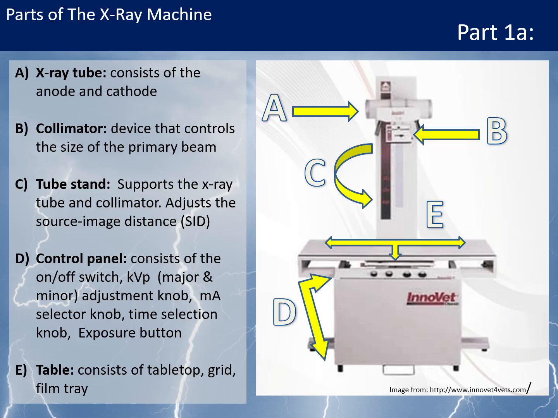D, control panel, consists of the on-off switch, KVP major and minor adjustment knob, MA selector knob, time selection knob, exposure button. E, table, consists of tabletop, grid, and film tray.